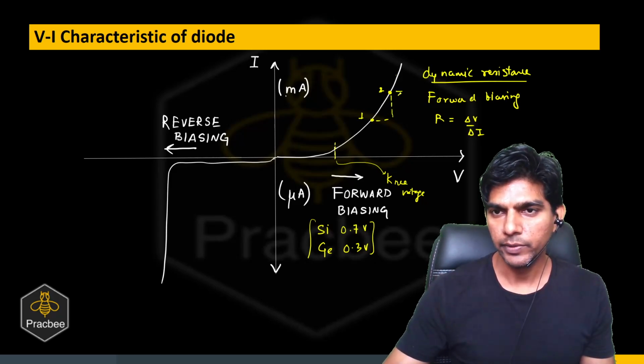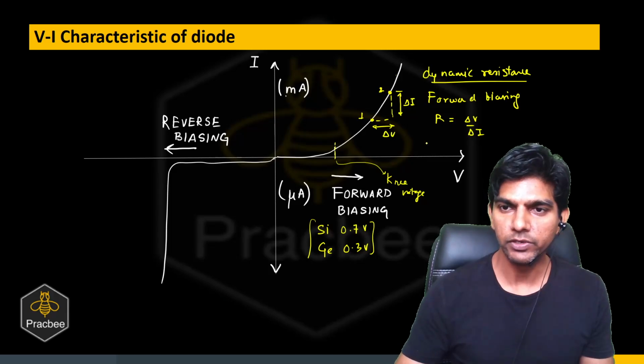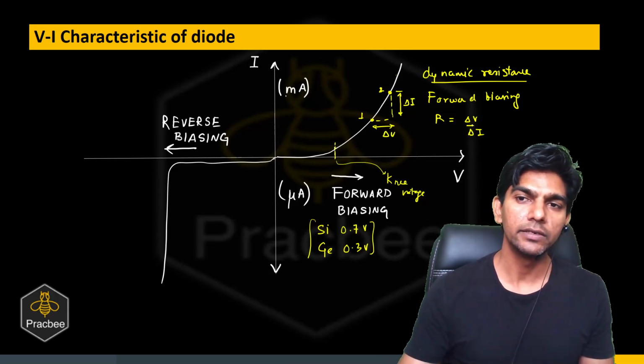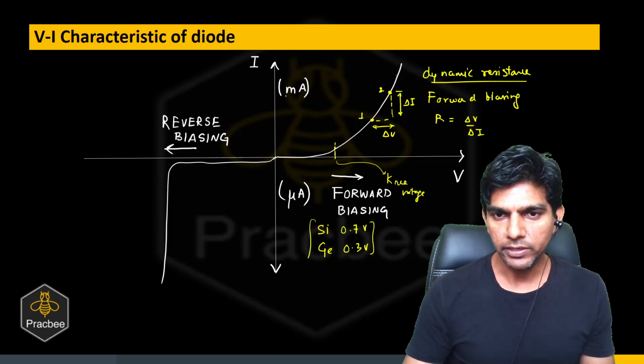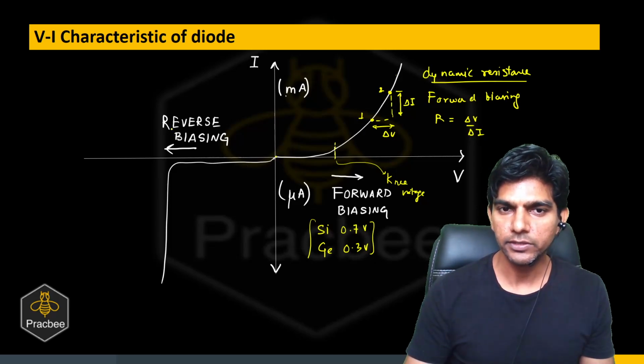So if I measure this value, this will be delta I and this will be delta V. If we take the ratio of delta V to delta I, we'll get the dynamic resistance in the forward biased mode. And now let us see what happens in reverse biasing.